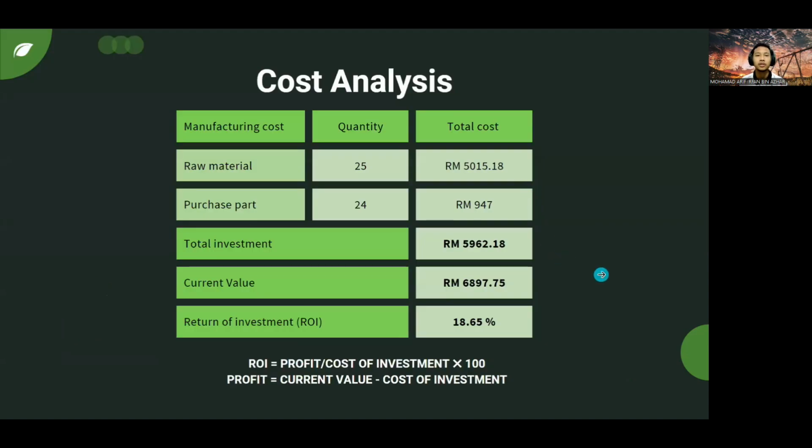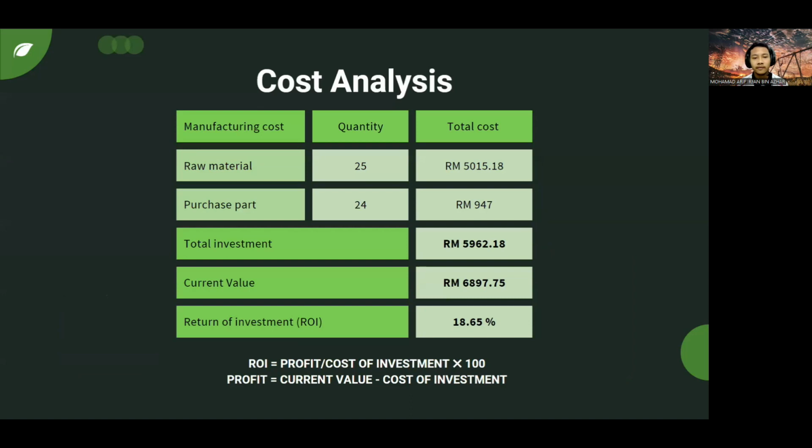Then for the cost analysis, first of all, manufacturing cost. For the raw material, there are 25 quantity and the total cost is 5,015.18 ringgit. Then for the purchase part, there are 24 quantity which the total cost is 947 ringgit.